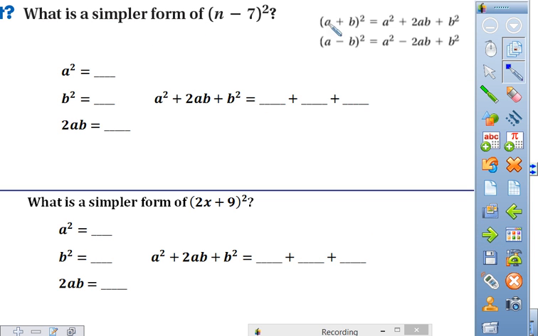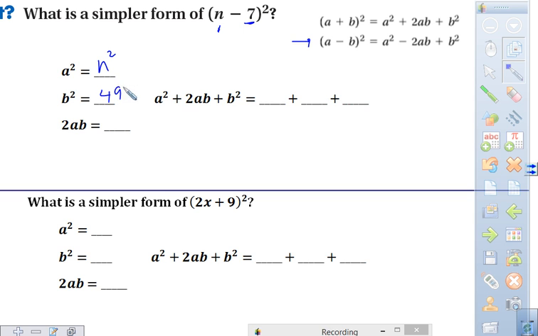Let's try this again. Again, you can use a pattern. So this is subtraction, so we're looking at this rule here. So this is my A, so A squared is going to be N squared. B squared is 49. And then we multiply them together and double. So 7N times 2 is 14N. So my answer is N squared plus 14N plus 49.